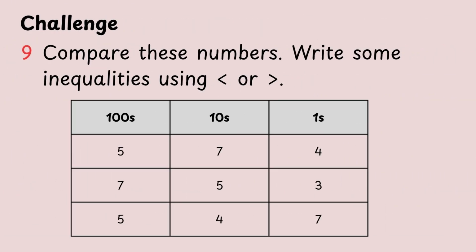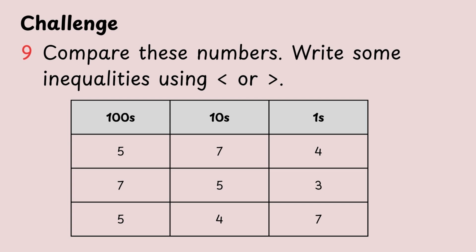Challenge. Question number 9. Compare these numbers. Write some inequalities using less than or greater than. So let's look at the table, and we have 3 rows. For the first row, we have 500, 7 tens, and 4 ones. So that will be 574. And for the second row, we have 700, 5 tens, and 3 ones. So when we write together, that will be 753. And for the last row, we have 500, 4 tens, and 7 ones. So when we write together, that will be 547.